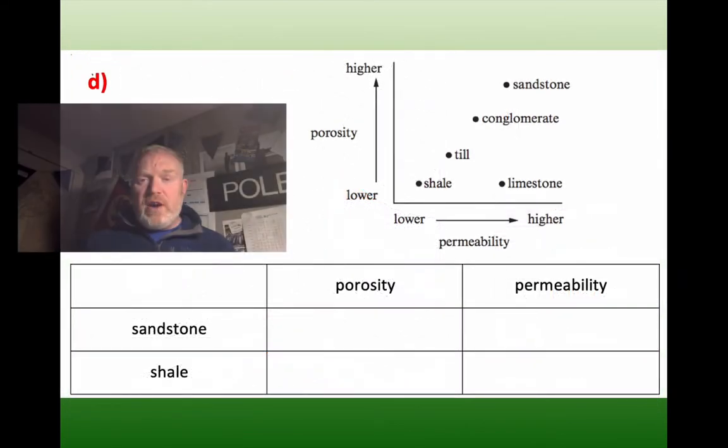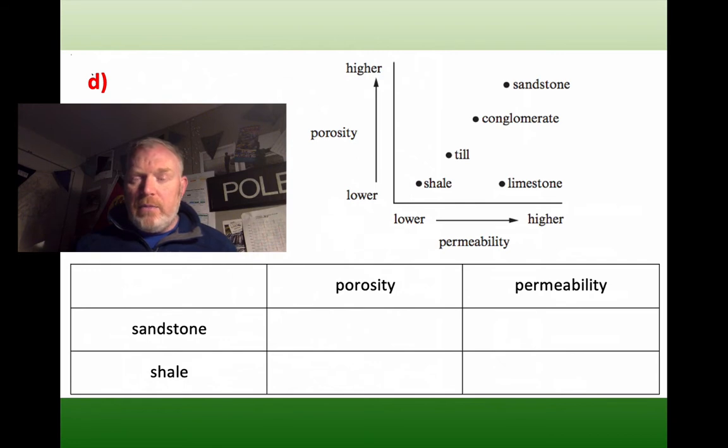We then have this graph. I think we've really already worked out, to be honest, the properties of these. Sandstone, in this case, has a high porosity and a high permeability. It's what makes it so good as a reservoir rock. And shale, which we've seen as a cap rock, has low porosity and low permeability.